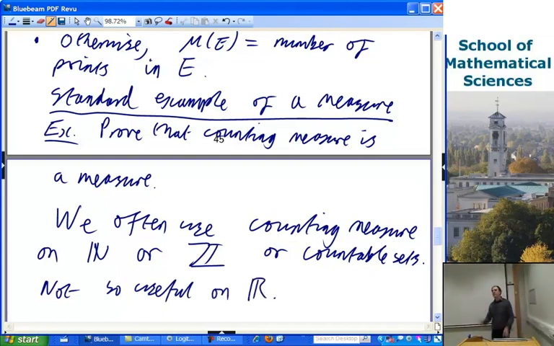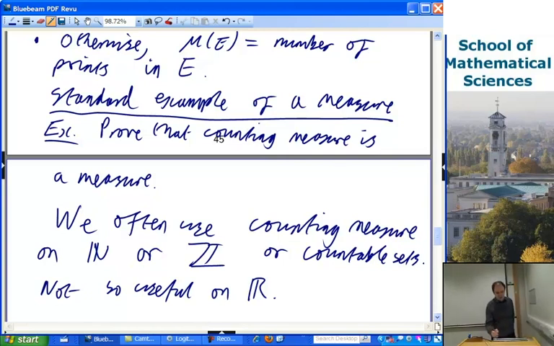And when I say on N or Z, of course I mean we're talking about the set of subsets of these things. So if you take a subset of natural numbers, then it's either finite or infinite. If it's infinite, it's still countably infinite. But the counting measure doesn't detect which kind of infinity. It just tells you whether it's finite or infinite, and if so, how many points in it.